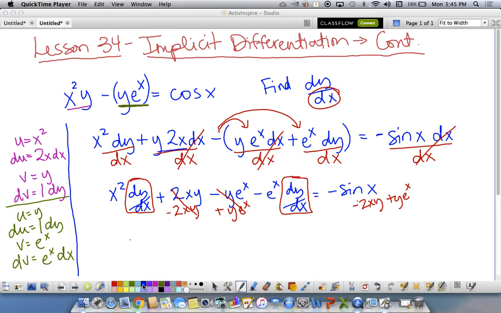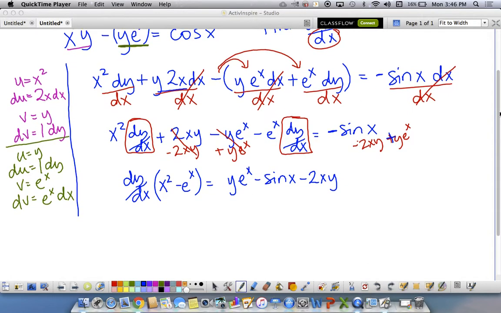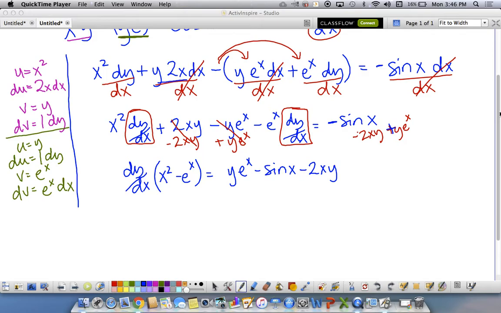If you can do it, go ahead and pull it out. dy dx, parentheses, x squared minus e to the x equals. Now, my right side, I don't like things to start with a negative sign always, so I probably would start with my one positive piece, if that's okay. It should be fine. y e to the x minus sine x minus 2xy. That is all on the right side. Gonna have to scroll. These problems are gonna take time and space on your paper, just so you know.